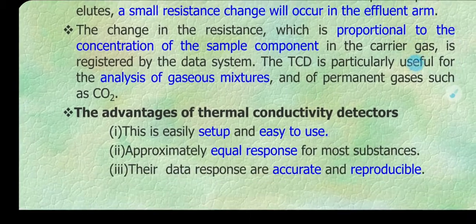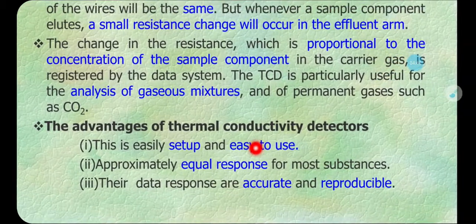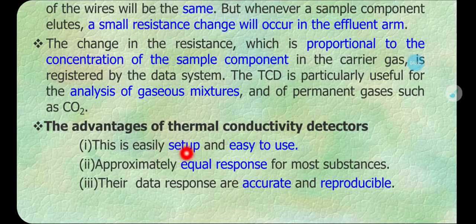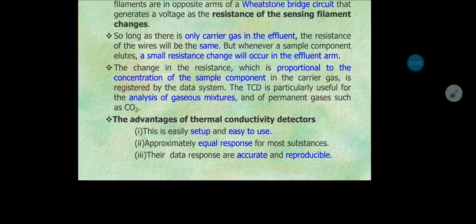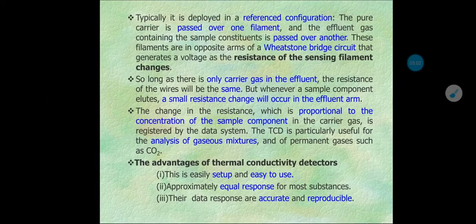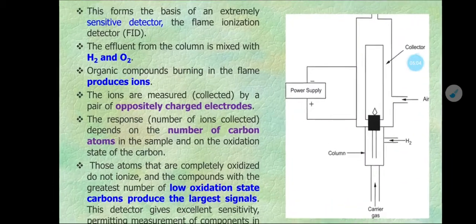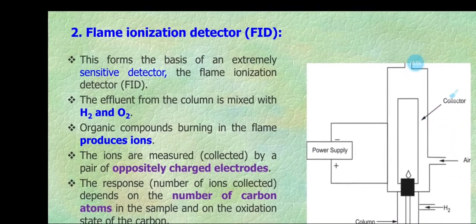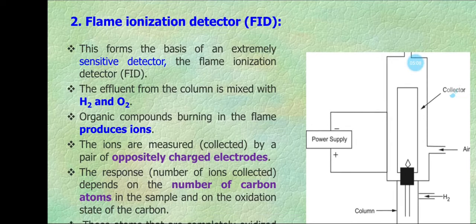There are several advantages for this detector. It is easily set up and easy to use. Approximately equal responses for most of the samples. Their data responses are accurate and reproducible. These are the advantages of the thermal conductivity detector. So the next detector will be FID, that means flame ionization detector.